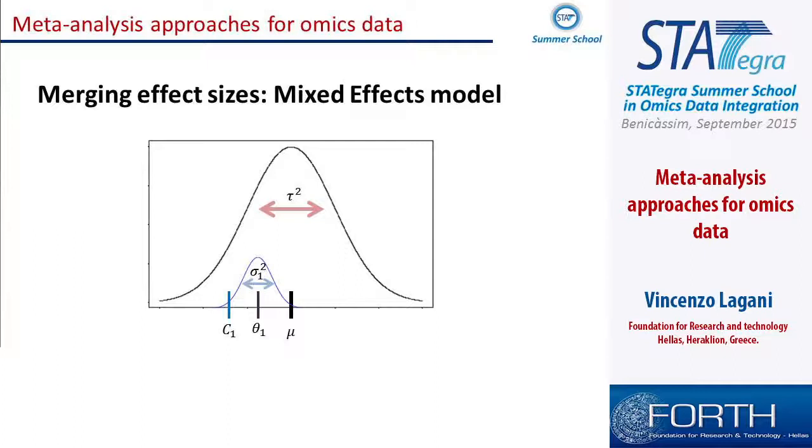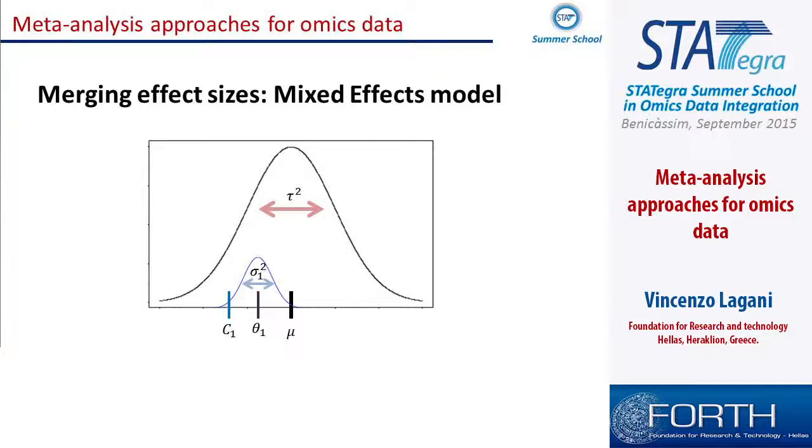Let's say again that I want to investigate the fold change in breast cancer against normal control of the BRCA1 gene. So in humans, this will have an effect size equal to theta. I make a study, and because of the sample size, I measure something called C.